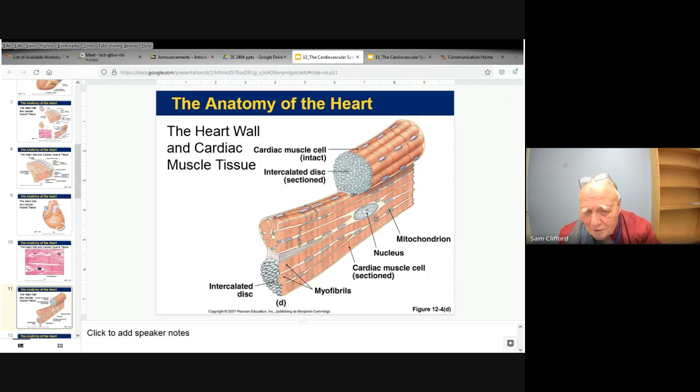This is a picture to represent the same thing. You can see that heart muscle has mitochondria, a nucleus. The myofibrils are the contractile proteins, just like in skeletal muscle. And the heart is beating all the time as long as you're alive. An incredible undertaking. And here they talk about the intercalated disc, which are electrical synapses or gap junctions between the various heart cells.